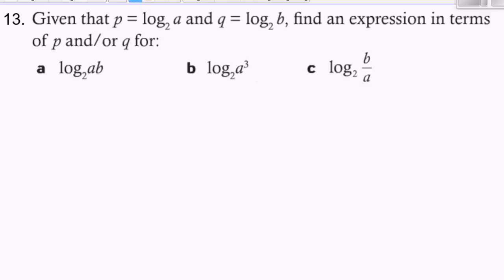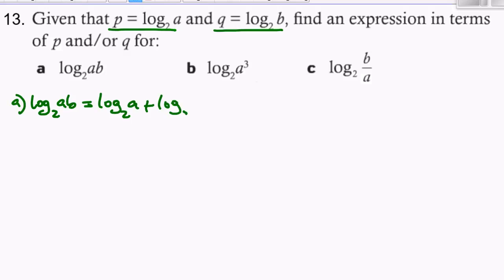Here is another question. Given that P is that, so P is that, Q is that, find an expression in terms of P and or Q. So it's very similar to our previous question. The first step that you're going to do, let's start with A. So we'll use one of the laws of logarithms. So this is same as log to base 2 of AB, which is log to base 2 of A plus log to base 2 of B. And then you just inspect. This is P, and that's Q. Done.